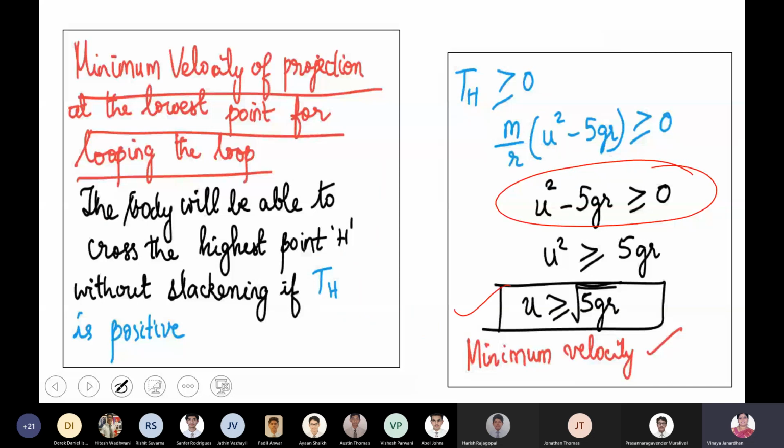So u should be greater than or equal to root 5gr. What is u? u is the minimum velocity with which you have to whirl the stone so that at the highest point reached, there is no slackening of the string. Boys, have you completed?